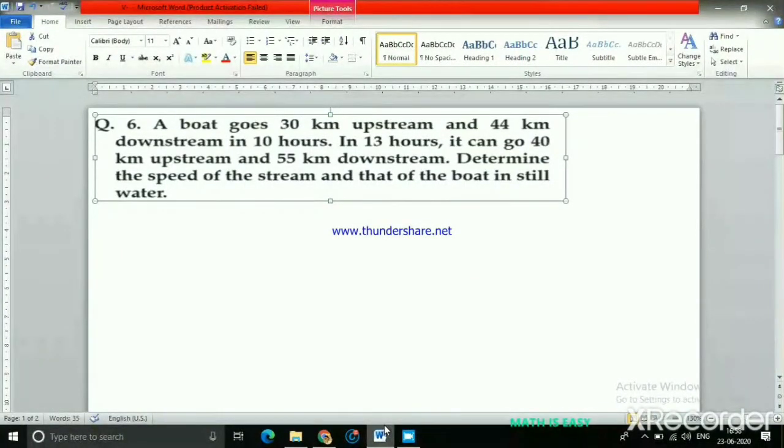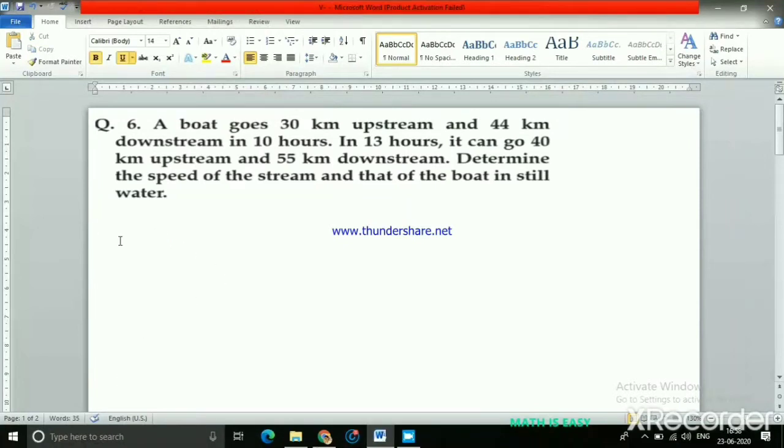In the last video we discussed two types of problems. One is a two-digit number and another one is the distance between two cities, where cars move in the same direction or in the opposite direction, and how to find the speed. Now we are continuing that topic.